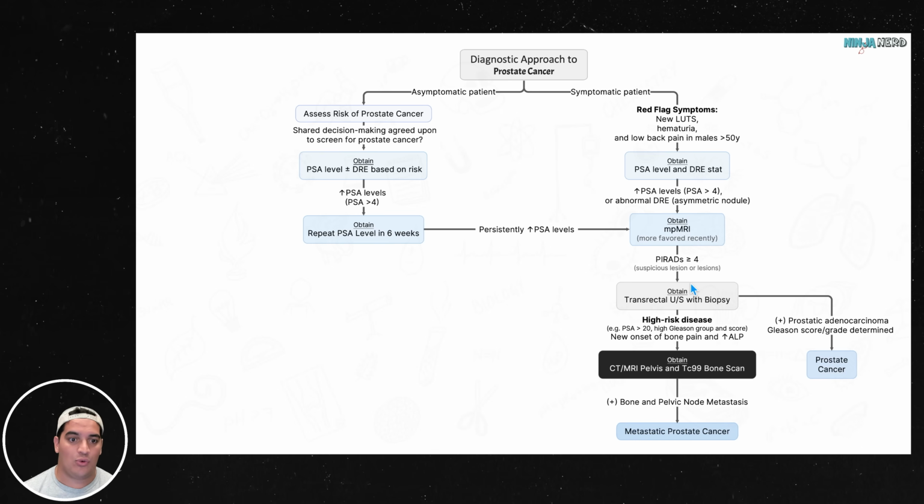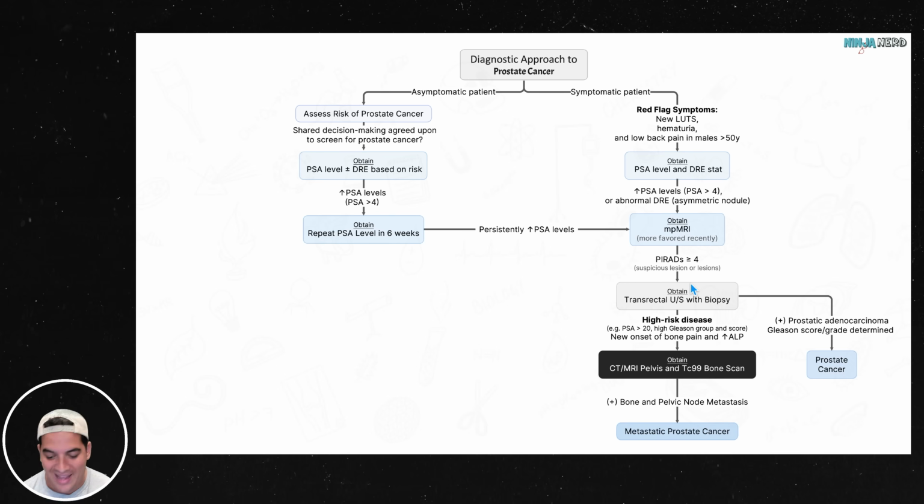If that comes back abnormal, get the transrectal ultrasound with the biopsy. If they got symptoms and they got an elevated PSA, or symptoms and an abnormal DRE, do the NPMRI. From there, you may get the transrectal ultrasound with the biopsy. You can diagnose prostate cancer. If PSA is elevated, they got symptoms of bone disease, or their Gleason score grade is really high, get the actual metastatic imaging. PET CT is going to become the more superior one that we would do to look for metastatic disease, but you still can do an MRI of the pelvis with a bone scan.